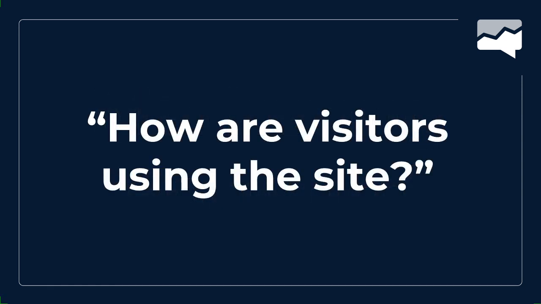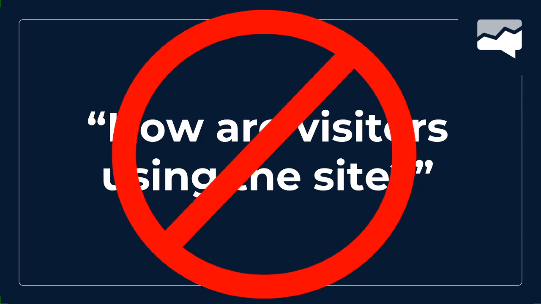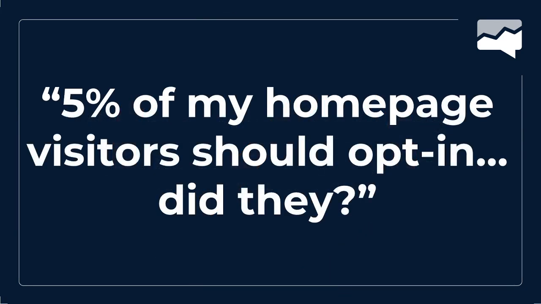So instead of asking a question like, how are visitors using the site, which is kind of looking back, sort of what happened, the old school, old style way of looking at things, we're not going to ask questions like this anymore, because that is always about what happened. Instead, we need to ask, hey, did it work like it was supposed to? So you might say, as part of our forecast, 5% of our homepage visitors should opt in. And then you go into your reports and you go, did they? Is this homepage performing as expected?